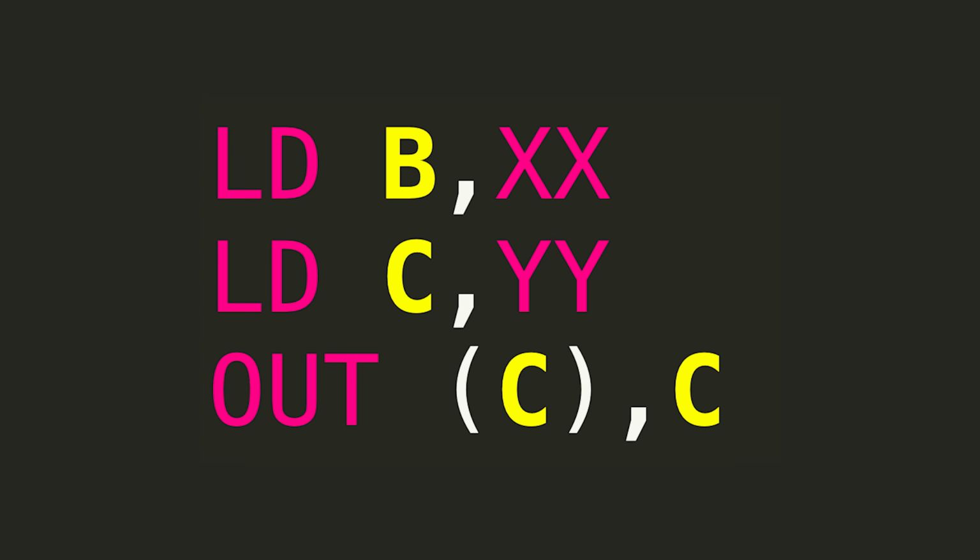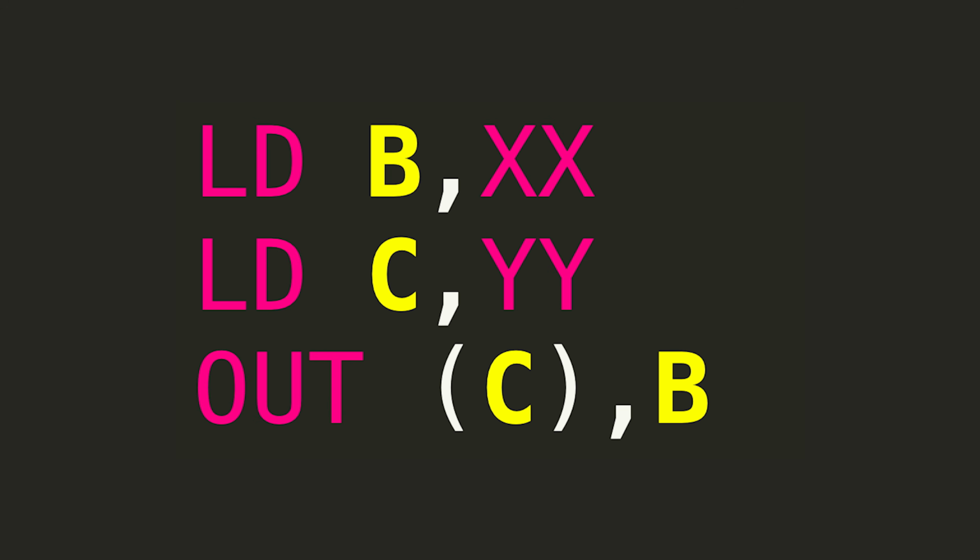In my last video, I wrote this code. And it seems innocent enough, but I got swamped with comments saying that it was incorrect and it should have been OUT (C), B. But now, finally, we understand why that code is so weird. It really is doing OUT (C), C with BC loaded, and on the Amstrad, which was the platform that I was writing about, it only cares about the B part.